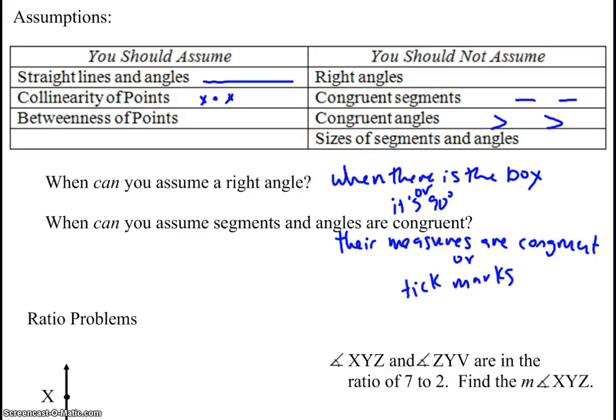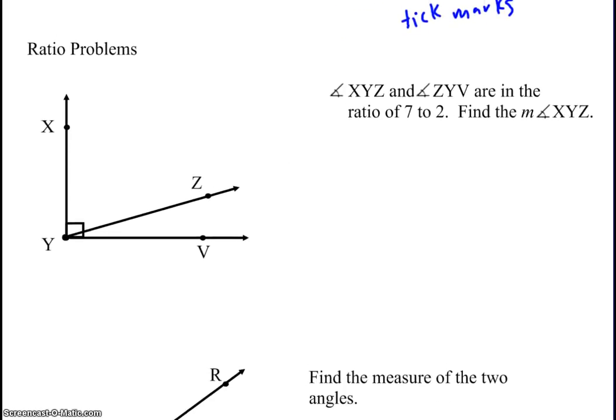So, given, this is a ratio problem. Given these two angles are in the ratio of 7 to 2, find the measure of angle XYZ. So ratio means how many parts that they have. This first angle up here apparently has got 7 parts to it, and the second angle down here has got 2 parts to it.